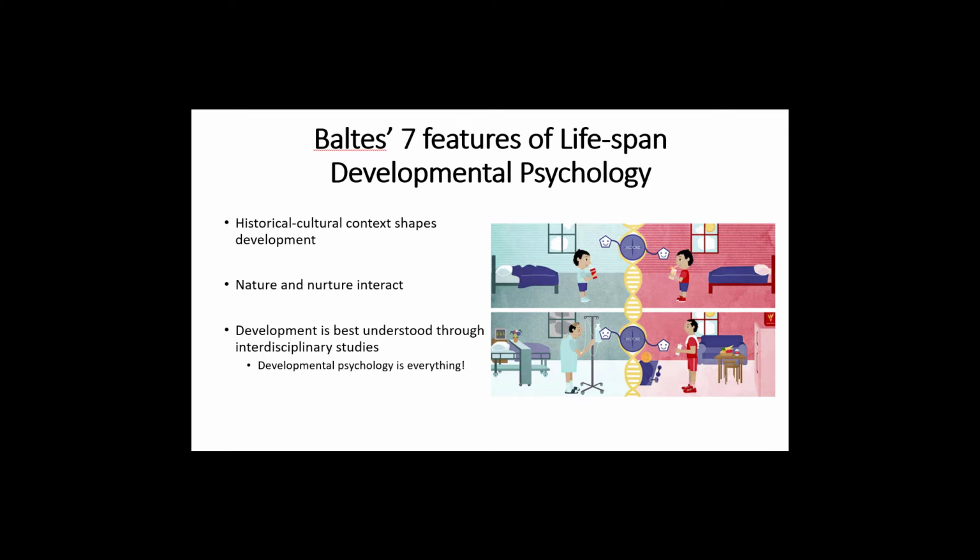There is no kind of old school nature versus nurture. It's understood now that the environment impacts genes and impacts biological processes and vice versa, biological processes impacting your mood, for example. So that's understood now, and we'll get into more specific examples of nature and nurture interacting at biological and genetic examples later on. And development is best understood through interdisciplinary studies.